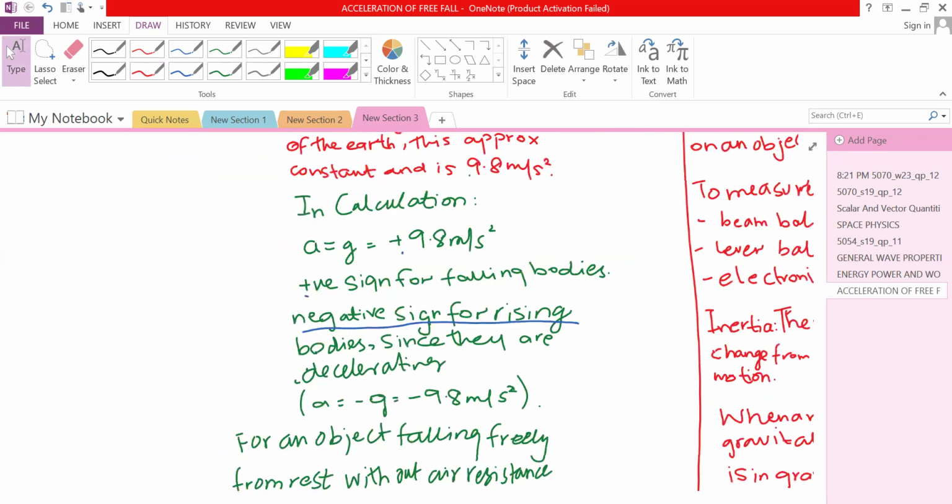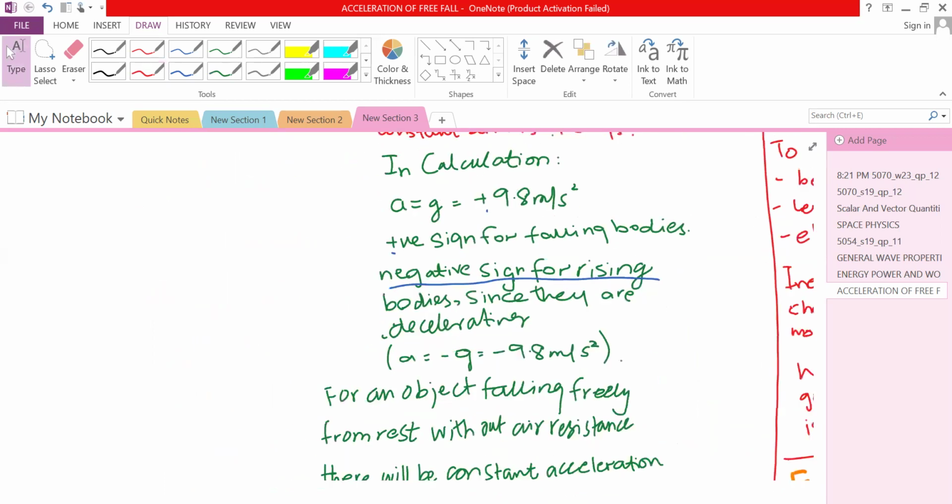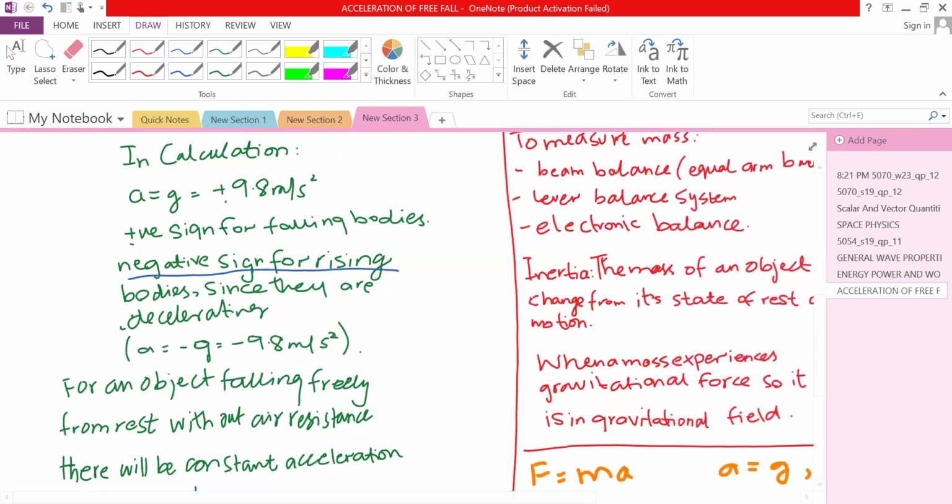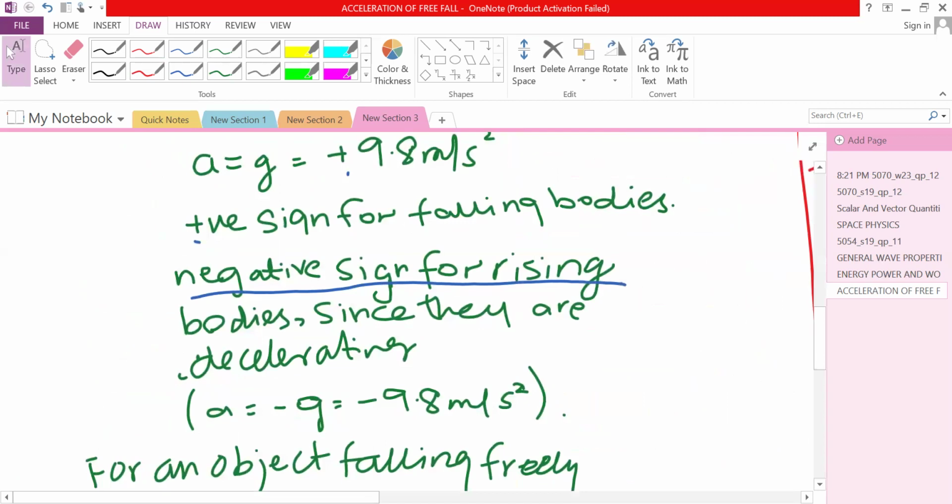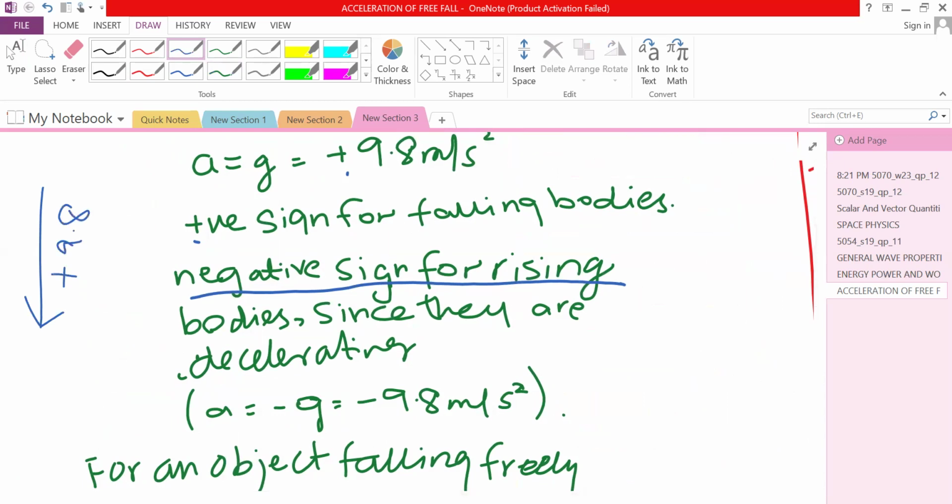One thing you need to remember for calculation is that when the object is falling downwards, the sign is positive for the acceleration of free fall, which is positive 9.8. However, when the object is rising, the sign will be minus 9.8 as the object is decelerating.